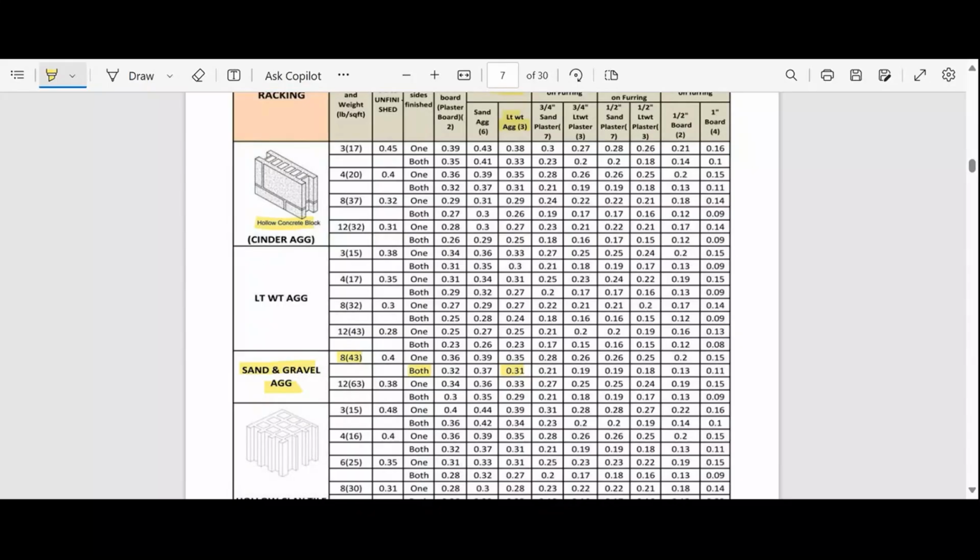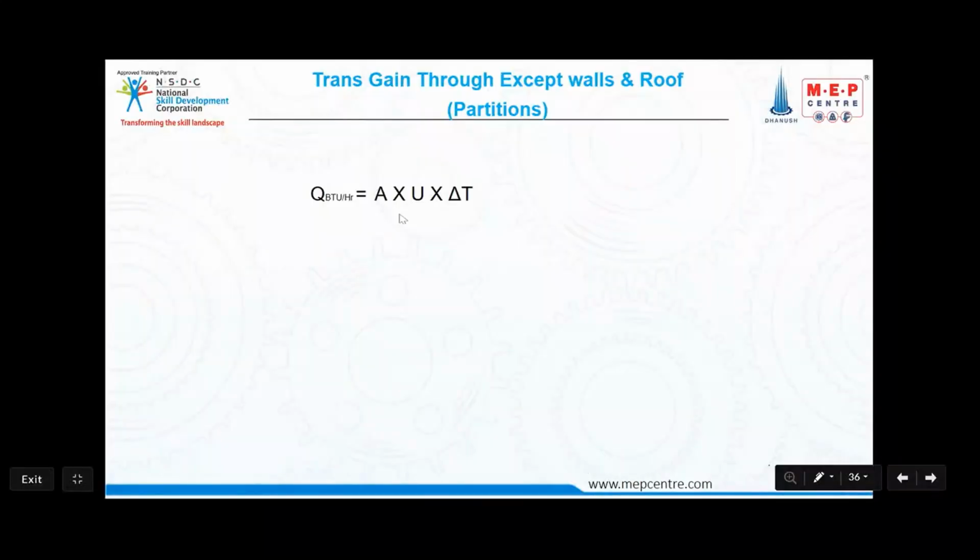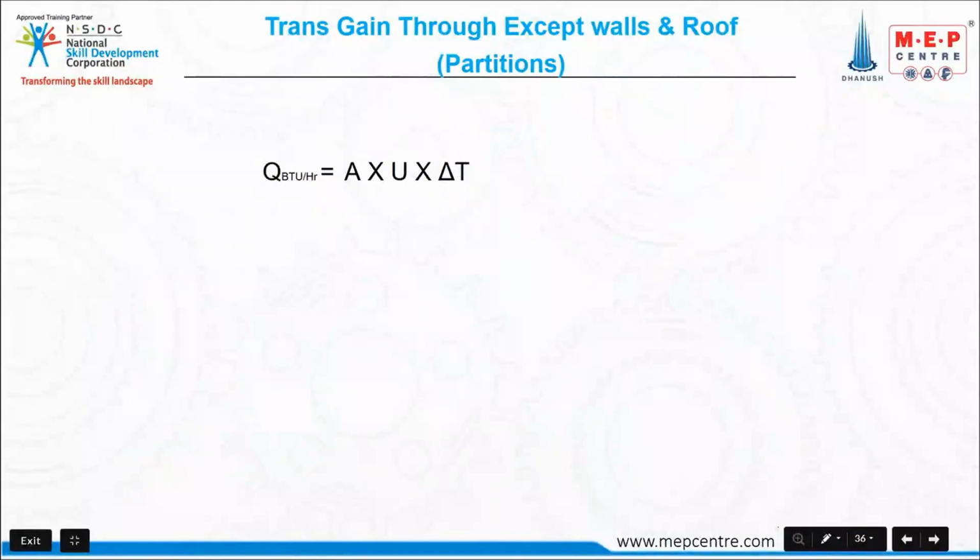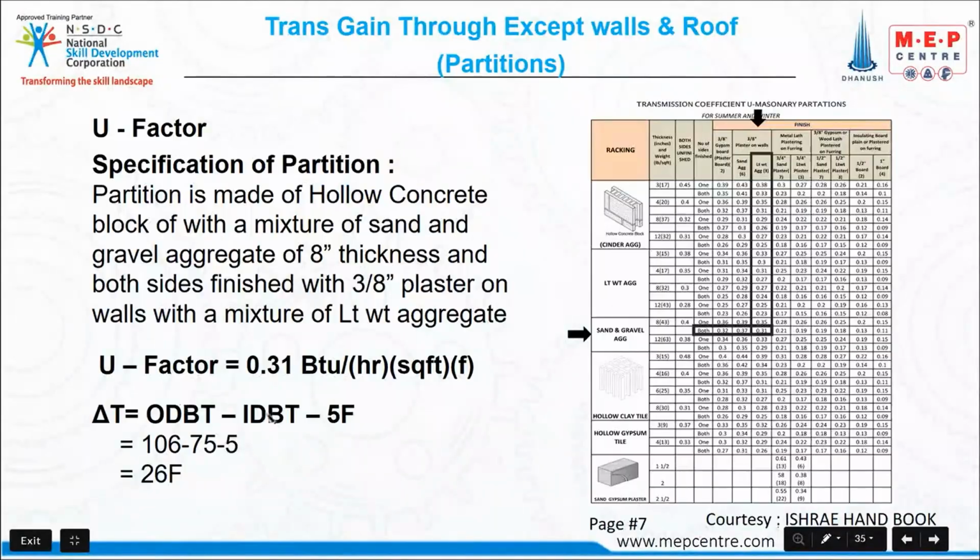So the screen is still here. Okay, sorry. So we have A value. So for delta T, it equals ODBT minus IDBT minus 5 degree Fahrenheit, which is 106 outside dry bulb temperature, inside dry bulb temperature is 75, minus 5, which is 26 degree Fahrenheit. So this is the standard formula you need to remember for transmission gain. ODBT minus IDBT minus 5 degree Fahrenheit.